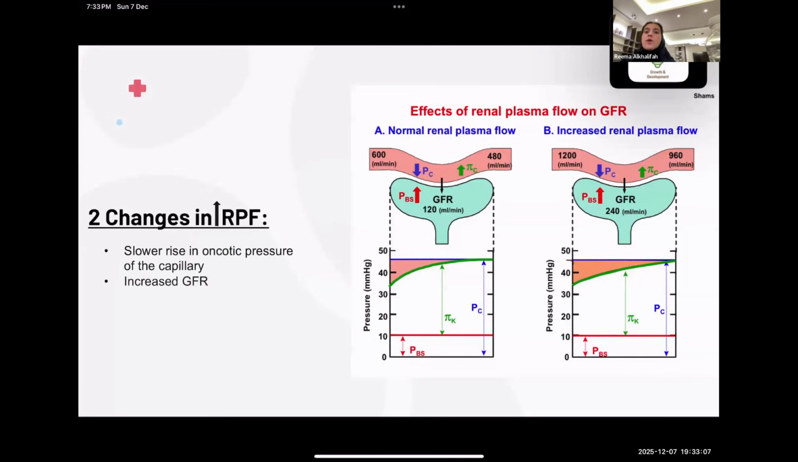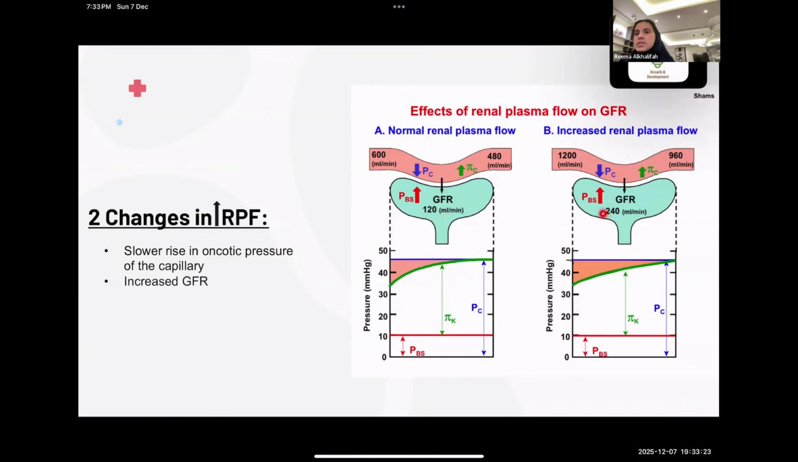Okay, now what if renal plasma flow increases? See, this is the normal renal plasma flow, and this is the increased renal plasma flow. You see, it's doubled, and now the GFR also doubles. It was 120, now it's 140.